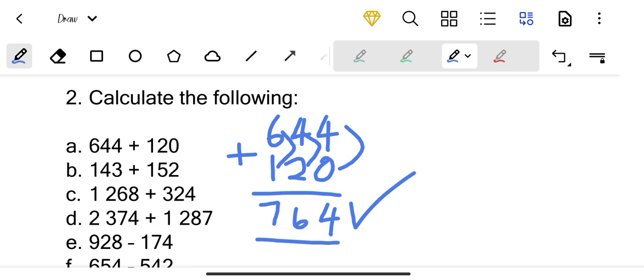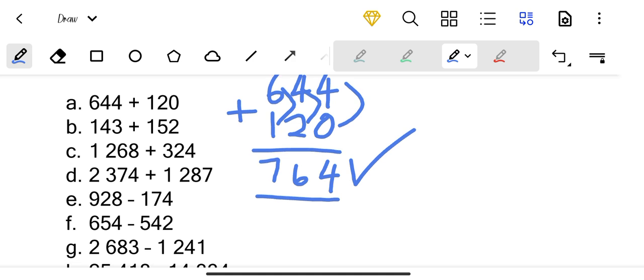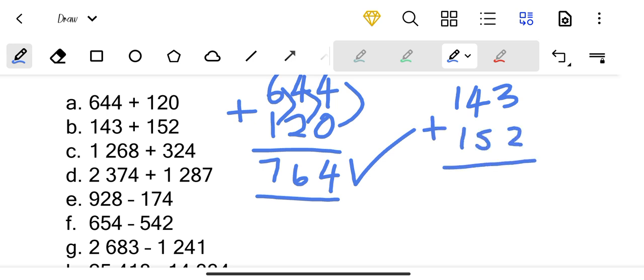Number 2, or letter B, it's 143 plus 251. And then you have your plus there. What do you do?